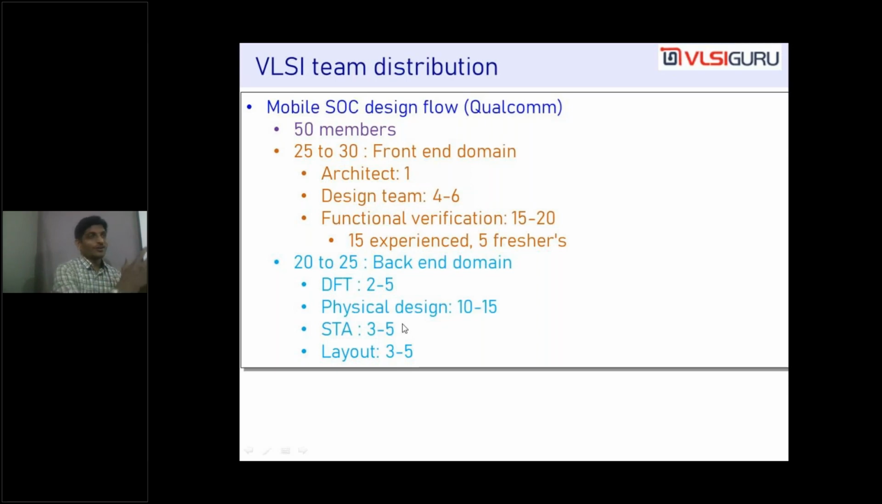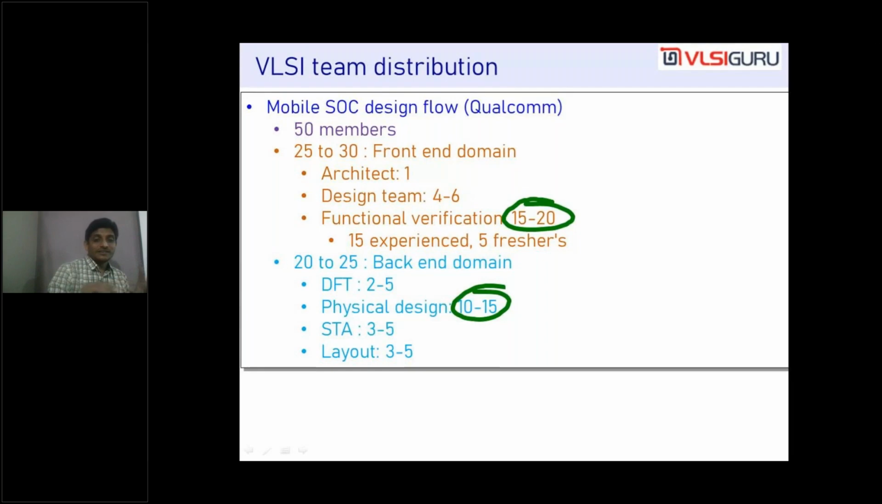Now, if you go to Qualcomm, do they have 50 people? They may have a different number. I'm just taking a hypothetical case. But what is important here? There are more people in functional verification. Where are the other domains where there are more people? Physical design. That is where you see a lot of people required for these two domains.